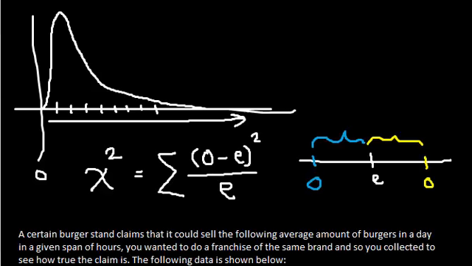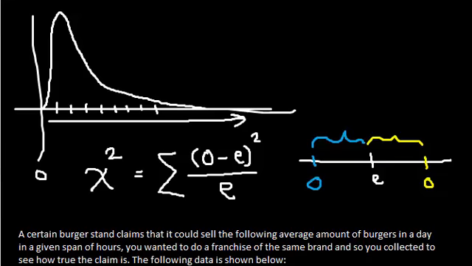Last time we talked about the chi-distribution and how to get a statistic, and now let's take a look at an example. A certain burger stand claims that it could sell the following average amount of burgers in a day, in a given span of hours. You wanted to do a franchise of the same brand, and so you collected data to see how true the claim is. The following data is shown below.